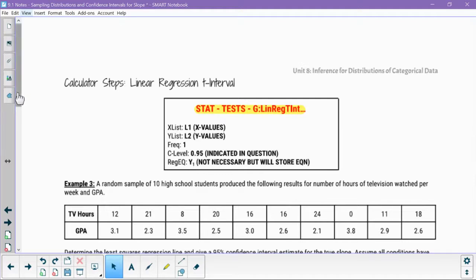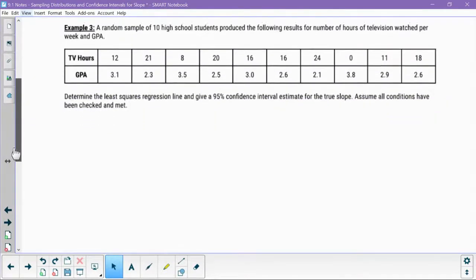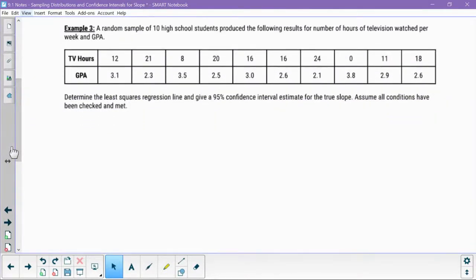So example 3. A random sample of 10 high school students produced the following results for number of hours of television watched per week and GPA. Determine the least squares regression line and give a 95% confidence interval estimate for the true slope. And again, like most likely will happen, assume all assumptions and conditions have been checked and met.